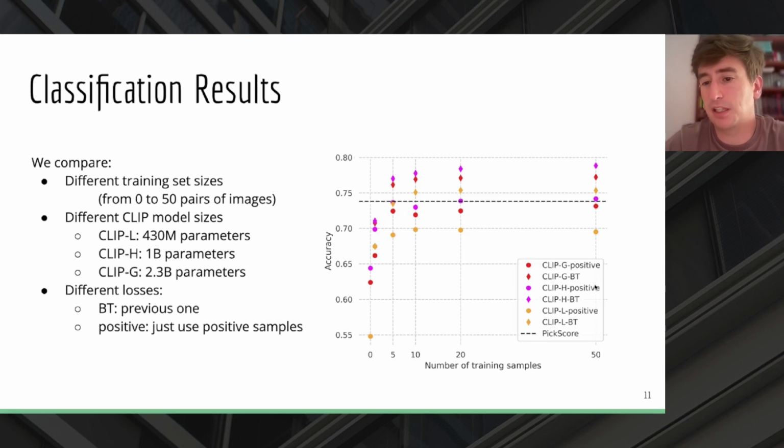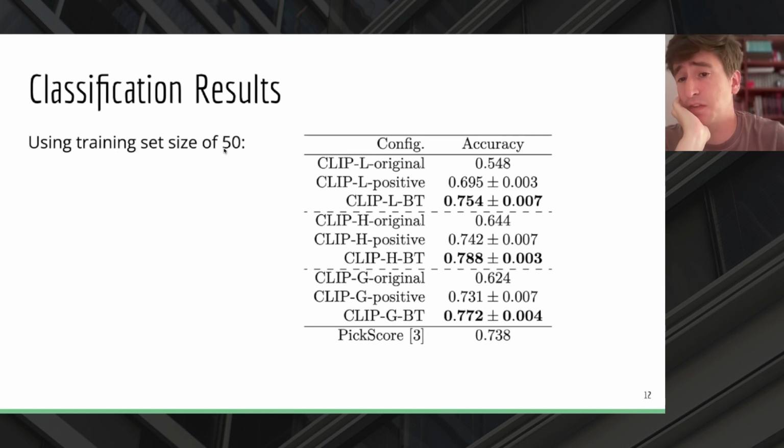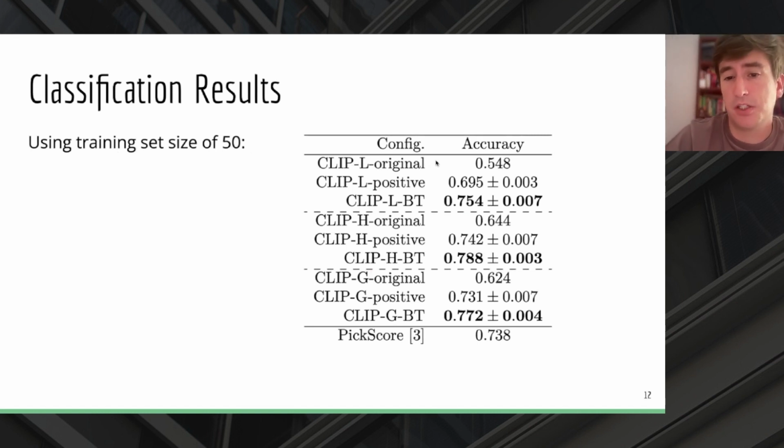Also, you can see that the bigger the model, we increase the size. I think this will be seen better here. This is just the results for a training set size of 50. For each size of the underlying model, without adapting the model, the accuracy is low. If we adapt the model with positive samples, with the positive images, the accuracy grows in each case.